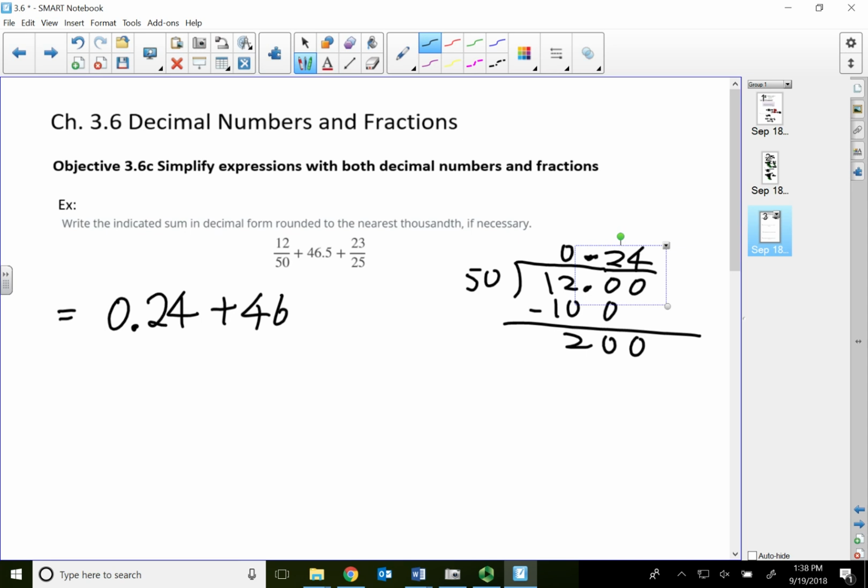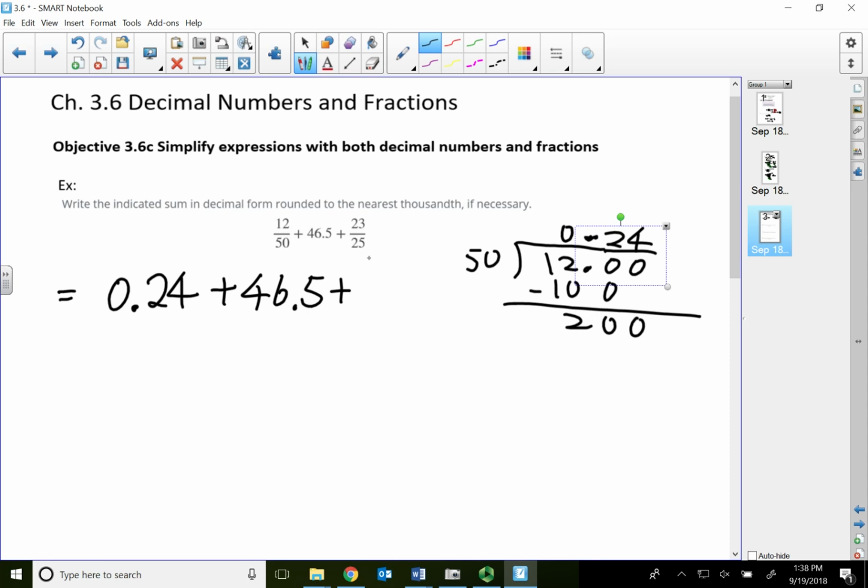Plus our 46.5 in the middle, plus, all right, this one. Here's a little trick I learned. Sometimes it works, sometimes it doesn't. It really depends. 25 is a beautiful number to work with because with 23 over 25, I can make 25 into 100, because then I can look at this fraction and read my decimal. 25 to 100, got to times by 4. So if 23 gets multiplied by 4, the numerator is going to be 92. So this is 92 hundredths, so that will be 0.92.